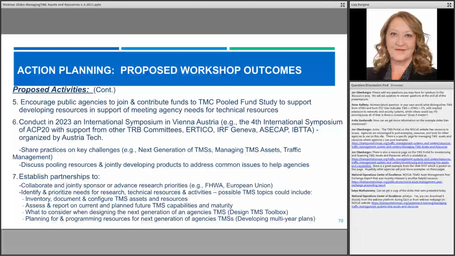Moving on to number 6, we want to conduct an international symposium on this. So hopefully 2023, the world will be back to a new relative normal again. And our plan is to have an international symposium on this. Our colleagues at Austria Tech have offered to host, so we would like to take them up on that. And we're looking at the summer of 2023 in Austria to be able to share practices on challenges as well as discuss resources and describing processes and products, really taking this conversation that we've had at TRB over the past couple of years and moving it forward internationally as well.